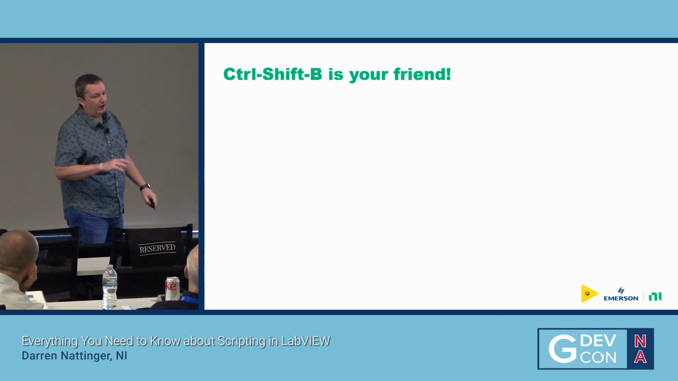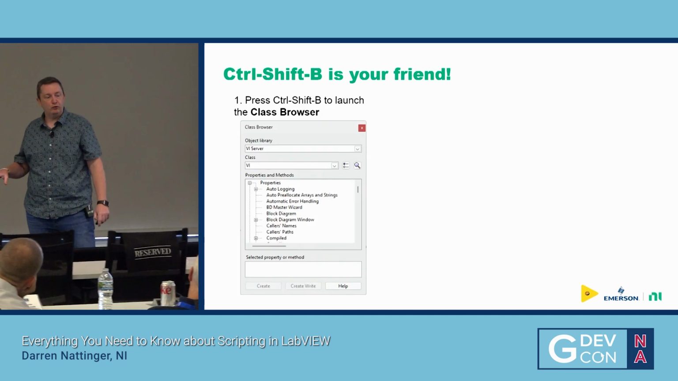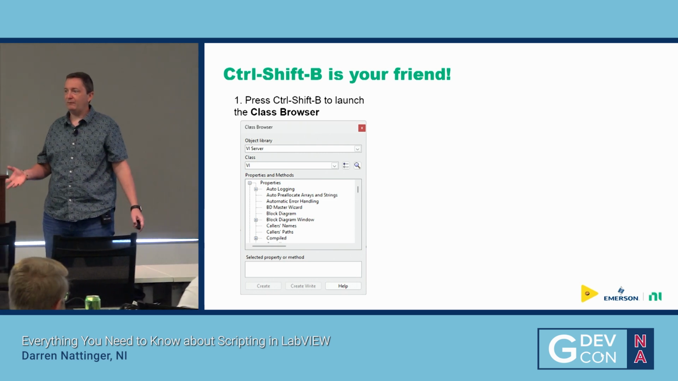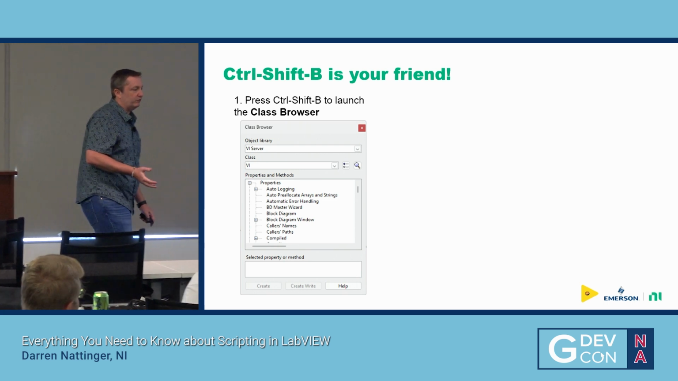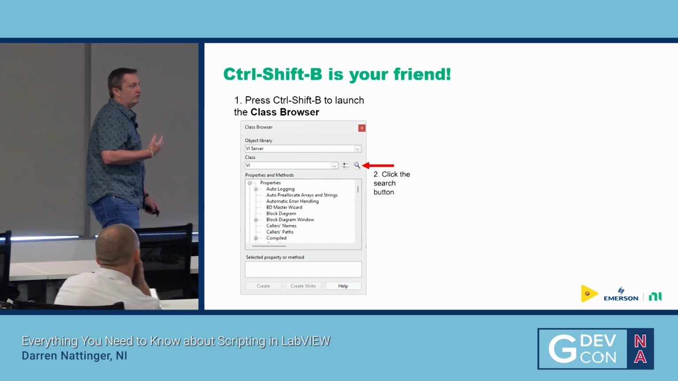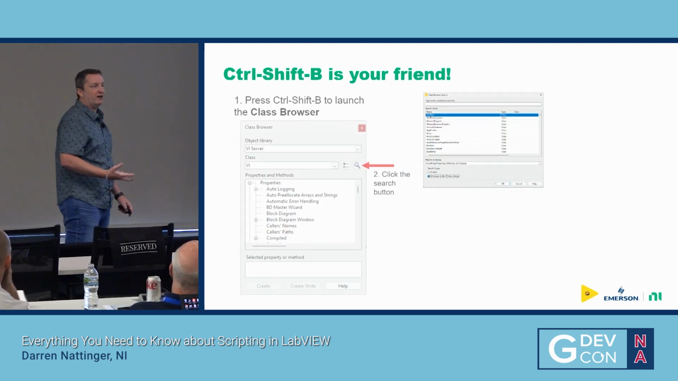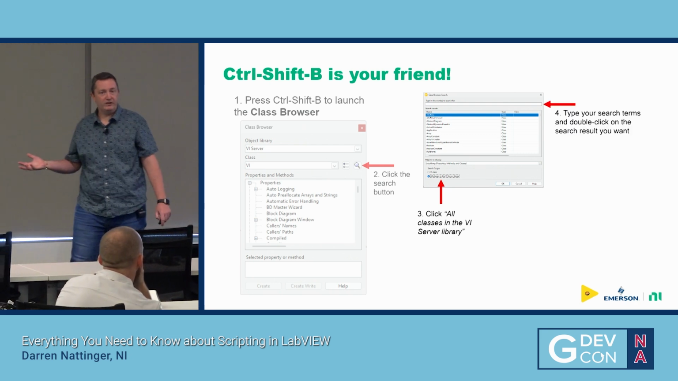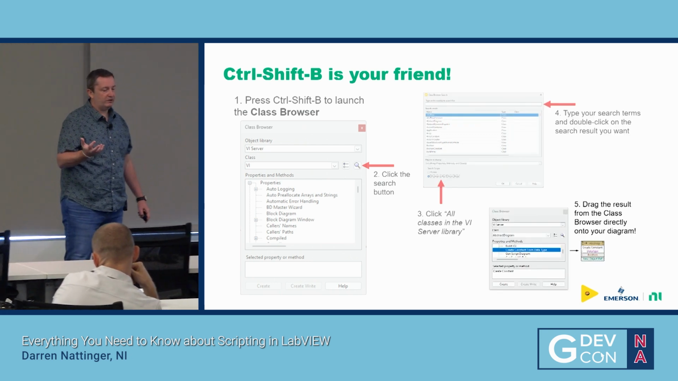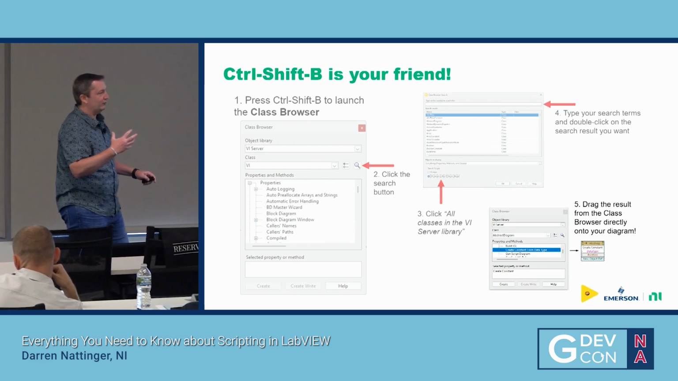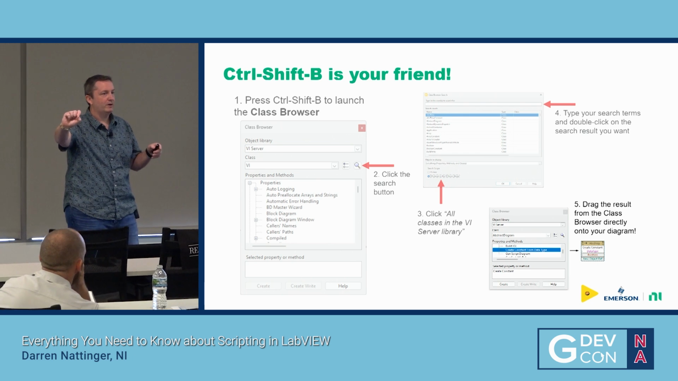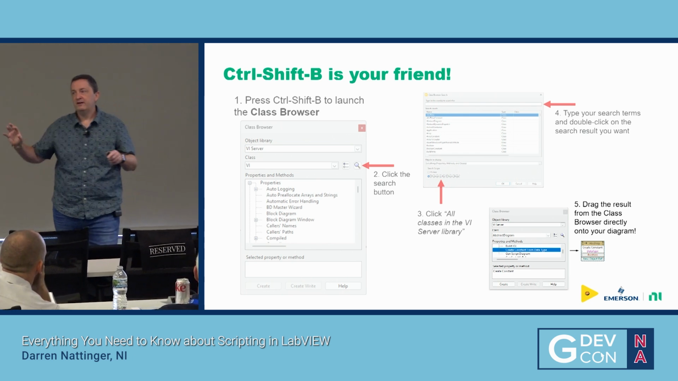All right, Control-Shift-B. If you've never used this tool before, it launches the class browser. Some of y'all have your laptops open right now. If you're in LabVIEW, you can press Control-Shift-B and see the class browser. When you press that, the first thing you want to do is click the search button, which brings up a search dialog. Change the search dialog to search through everything. Type the thing you want to search for. And after you double-click on the result you want, it goes back to the class browser. And this is the coolest part. You can drag things from the class browser onto your block diagram. So if you've never used the class browser, it's your friend.